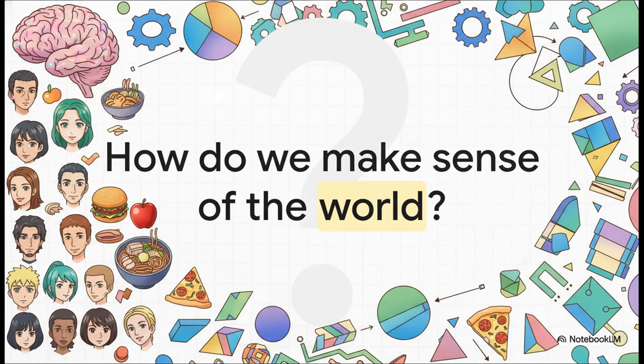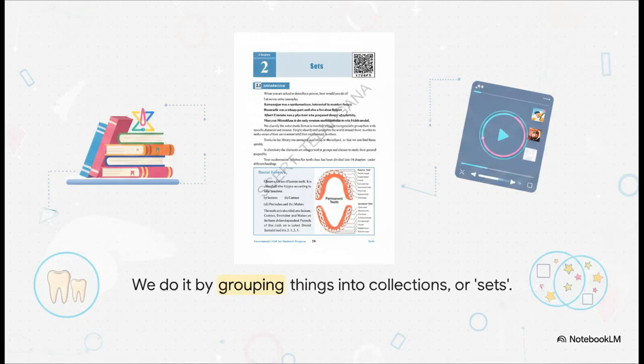So let's just start with a really big question, right? How in the world do we make sense of everything around us? I mean, every single day, you're hit with tons of information, different faces, all kinds of food. How do we even begin to sort it all out and not just live in total chaos? Well, the answer is actually pretty simple. We group things. It's what our brains do naturally.